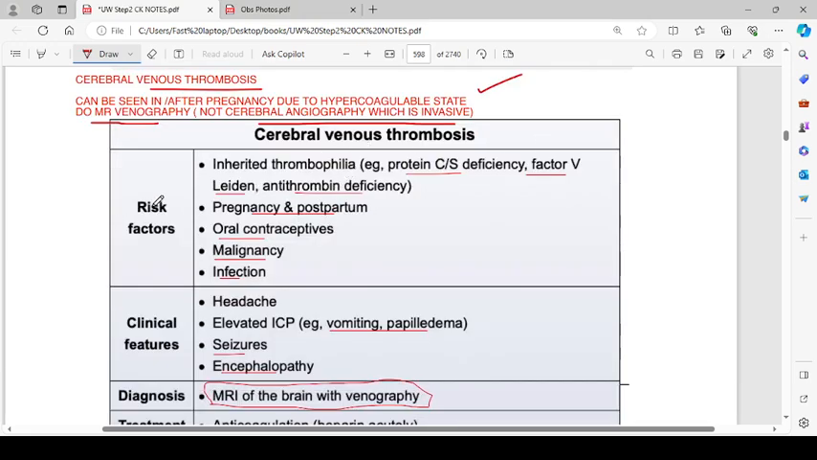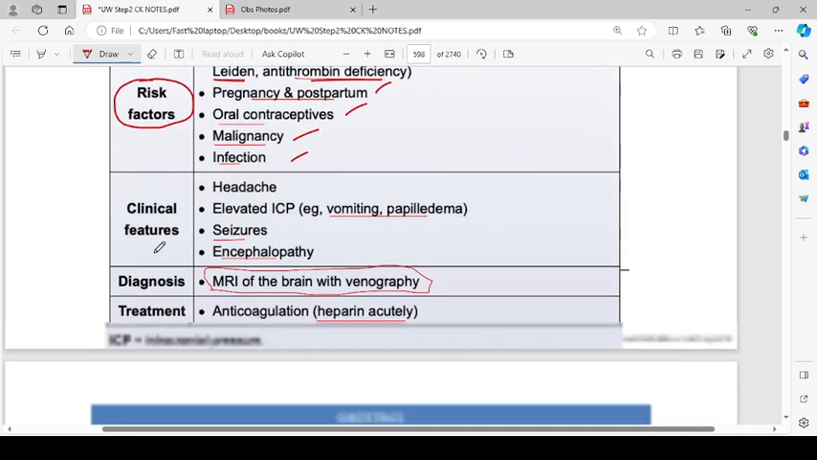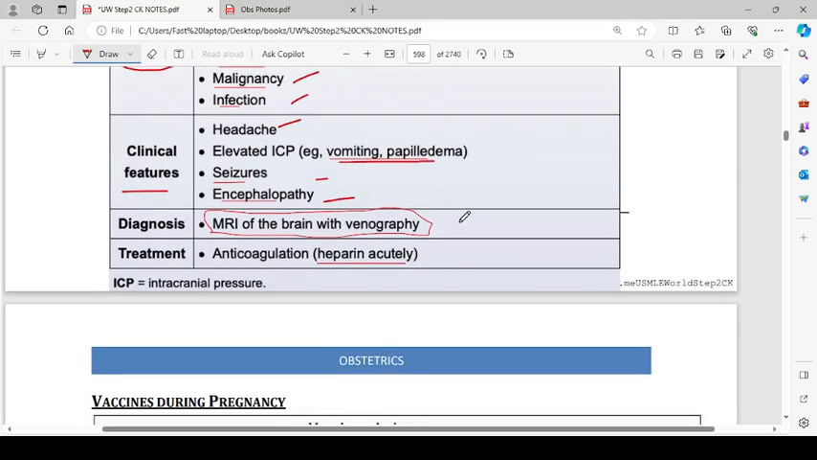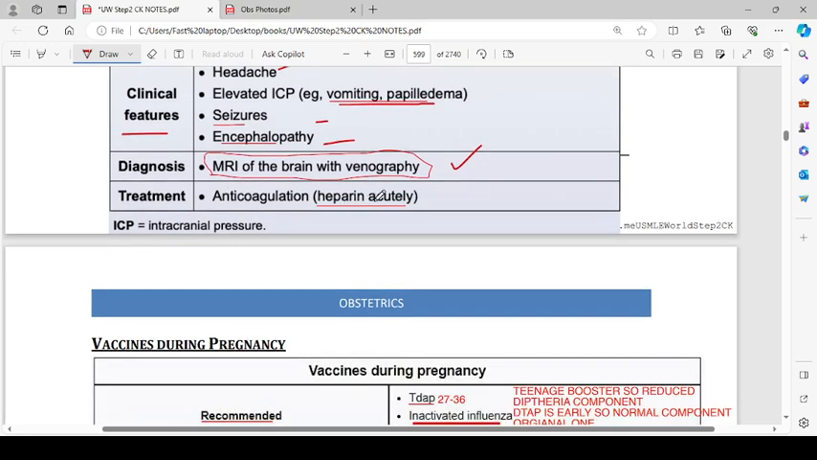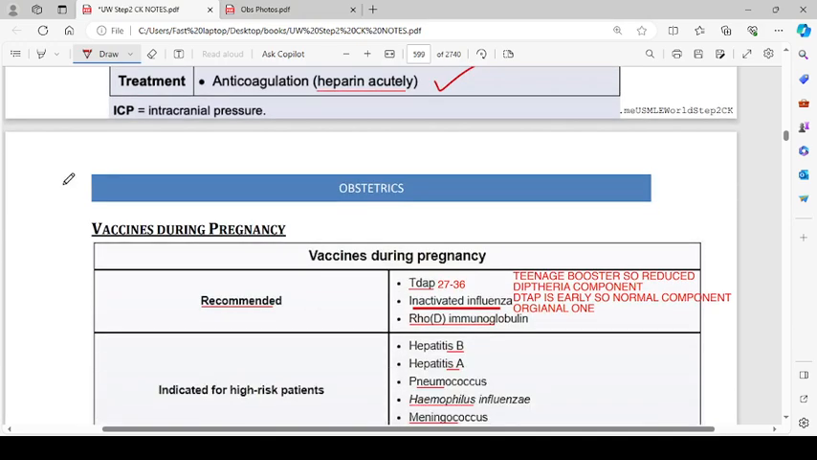Then cerebral venous thrombosis, the risk factors: inherited thrombophilia, for example, protein C and S deficiency, factor V Leiden, and antithrombin deficiency, pregnancy and postpartum, oral contraceptives, malignancy and infection. The clinical features are headache, elevated intracranial pressure, for example, vomiting and papilledema, seizures and encephalopathy. Diagnosis is MRI of the brain with venography, and treatment is anticoagulation, heparin acutely.